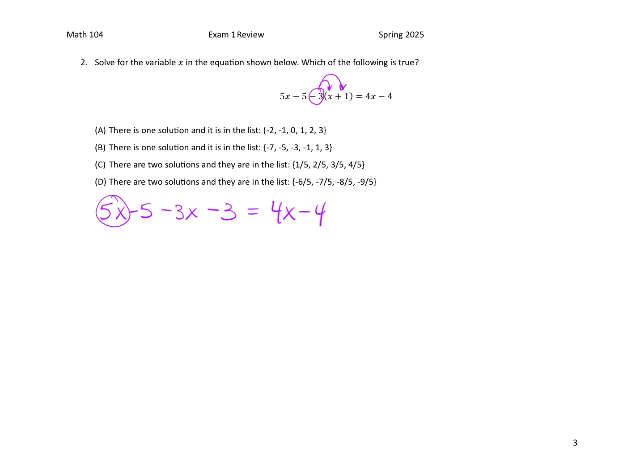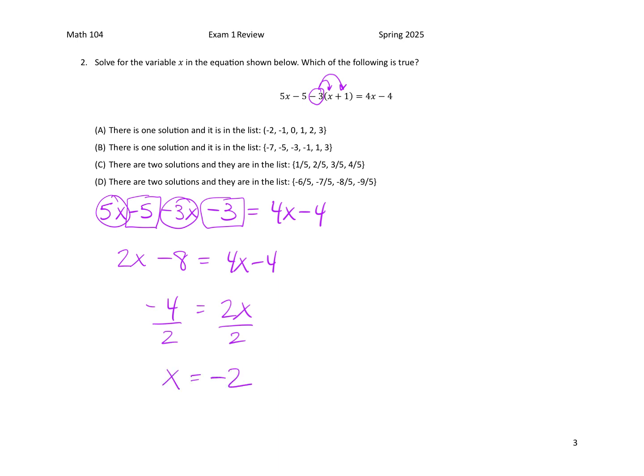Combine like terms on the left, and I have 2x minus 8 equals 4x minus 4. I'm going to subtract 2x from both sides, and I'm going to add 4 to both sides, and then divide both sides by 2. So I get x equals -2.